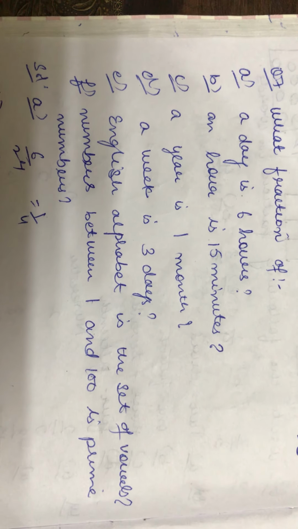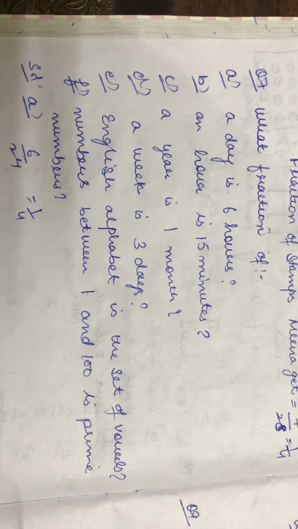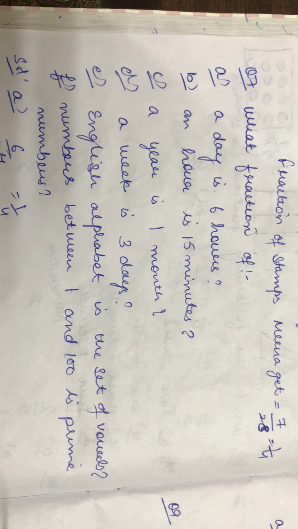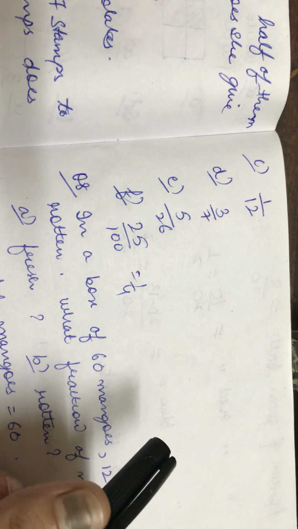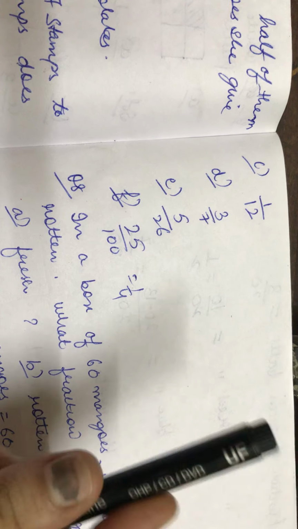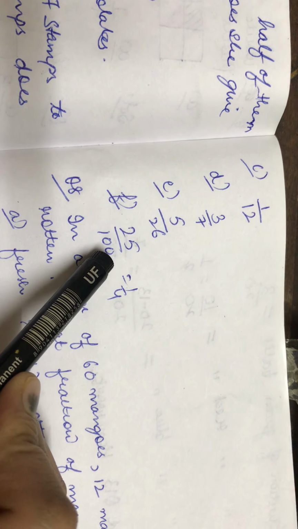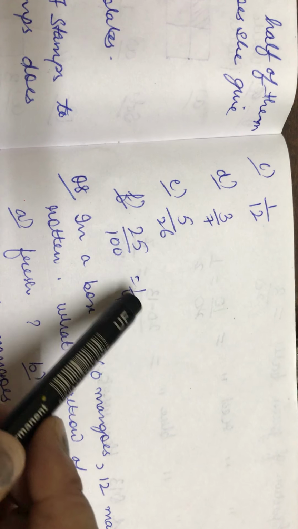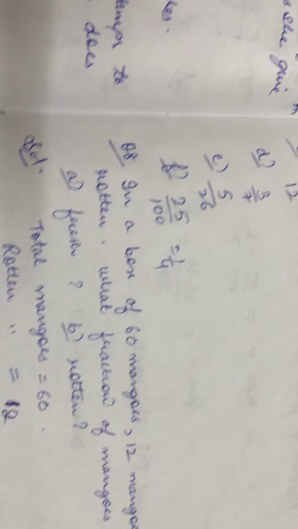Next, F part, prime numbers between 1 and 100. Now we know from 1 to 100 there are 25 prime numbers. You can easily know this, as we have discussed in the chapter of prime numbers, also in whole numbers. So we have 25 prime numbers. So the fraction of prime numbers is 25 divided by the total numbers, which is 100. If you further simplify it, the answer is 1 by 4, or you can leave it here.